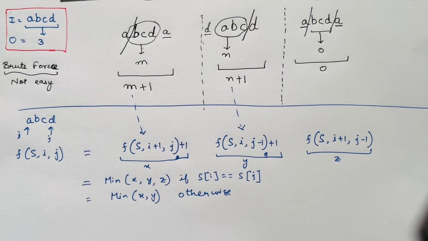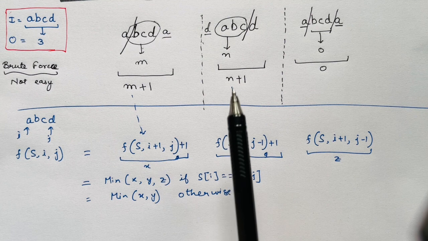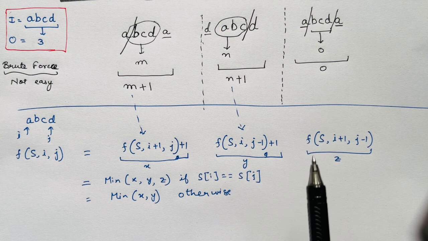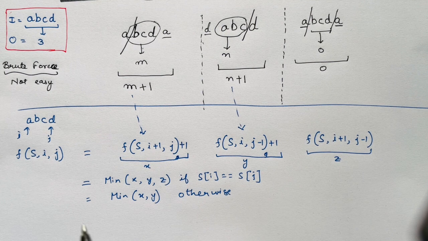So if we represent ABCD as f of s I comma j, then what will be M? M will be f of s I plus 1 comma j. What will be N? N will be f of s I comma j minus 1. And O will be f of s I plus 1 comma j minus 1. So let us call these x, y and z for simplicity. X is f of s I plus 1 comma j plus 1.